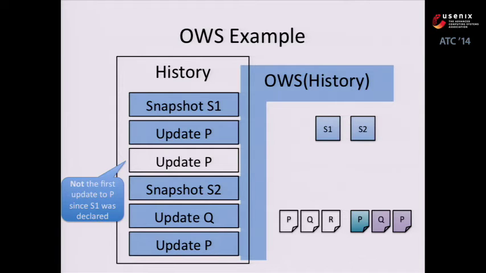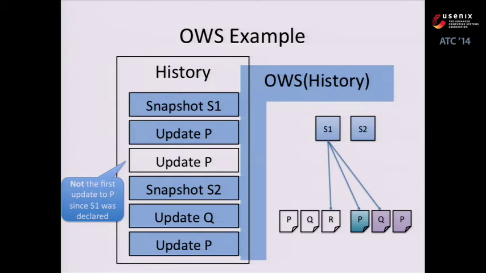The pages and operations in here which are tagged are basically all of them, except for this second update to P. And the reason for that is because it is not the first update to P since a snapshot was declared. The intuition behind that is that we need to save the pre-state of the first update to a page since a snapshot was declared, because that pre-state is the page that was in the current state when you declared the snapshot.